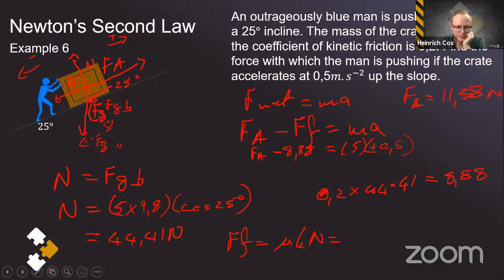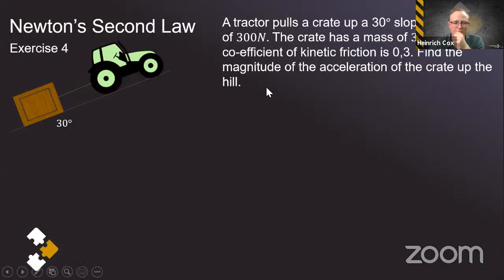Right, so then it's your turn once more. I'm going to give you an entire 4 minutes to do this. We've got a tractor that pulls a crate up a 30-degree slope, right? I want to find out what the magnitude of the acceleration is with which the crate is accelerating up the hill. Have a go at that.